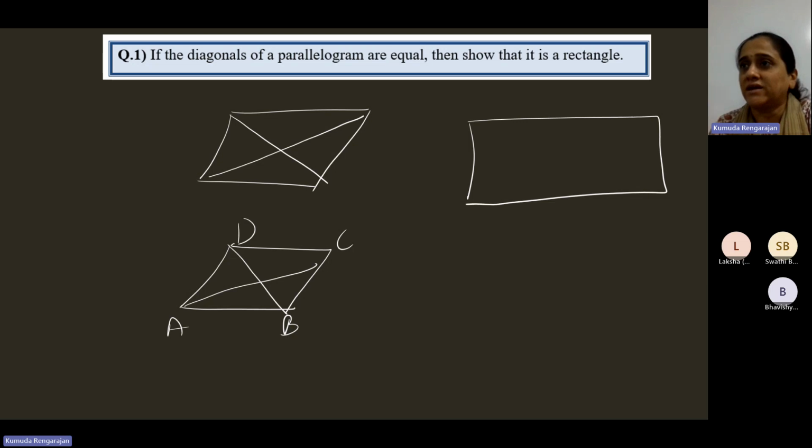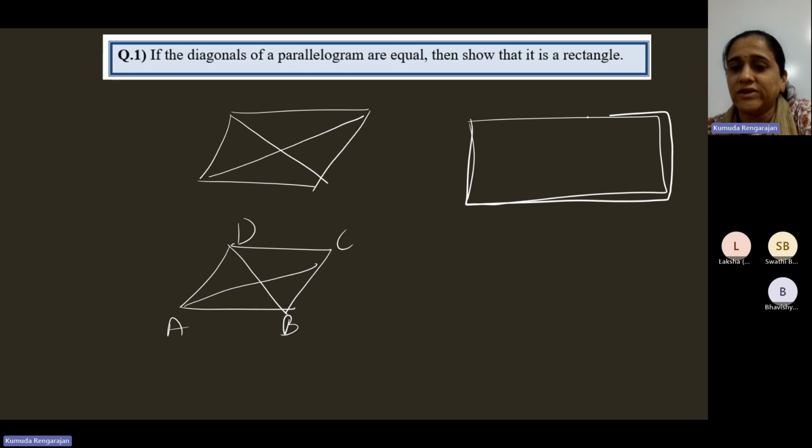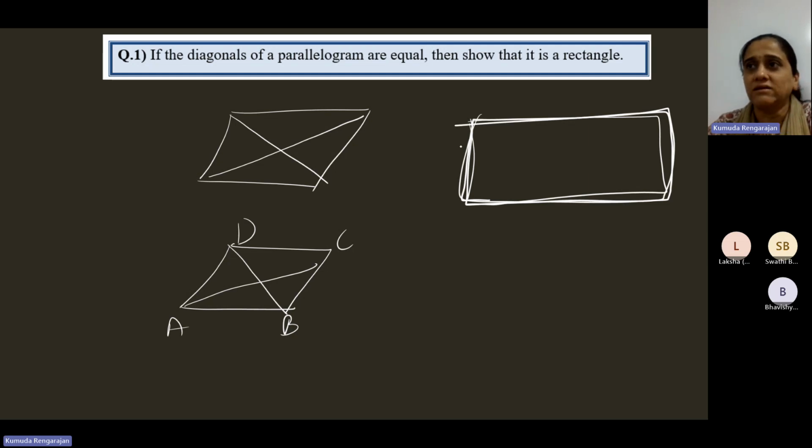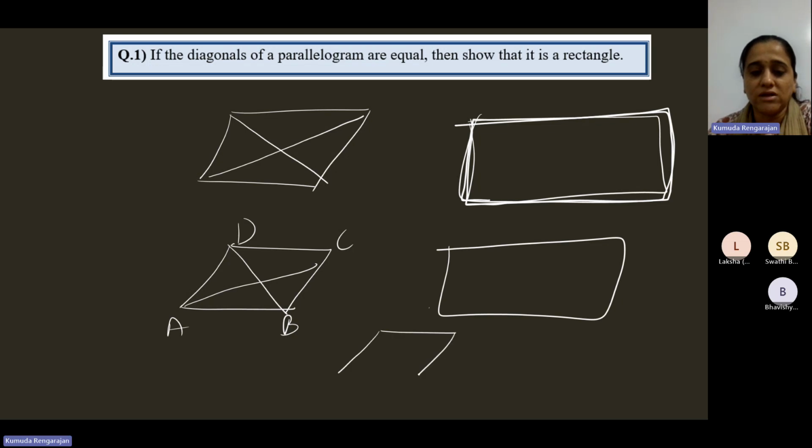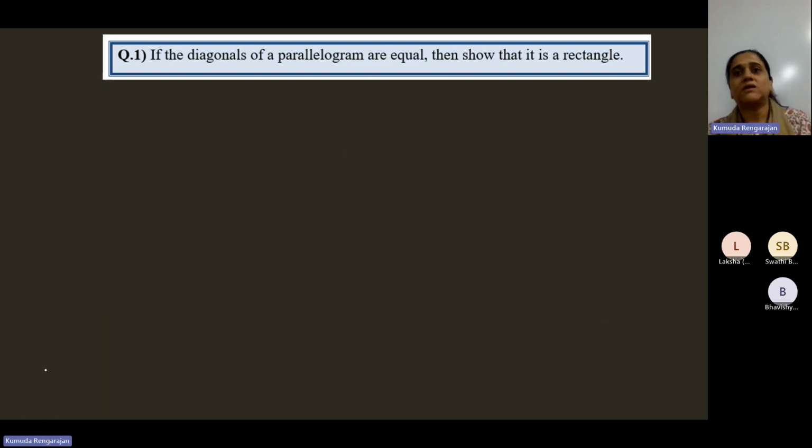The result is a rectangle, right? So you must draw a figure that looks like a rectangle, and that is also a parallelogram. You can draw this one and say it's a parallelogram, yes, it is. But you cannot draw the other one and say this is my rectangle. So the first thing is the figure you draw should suit the final result.